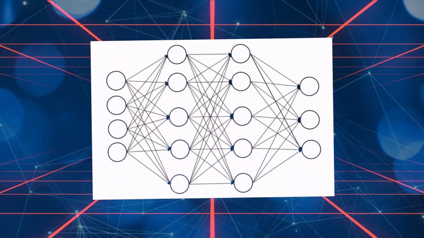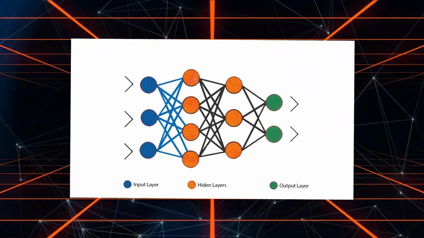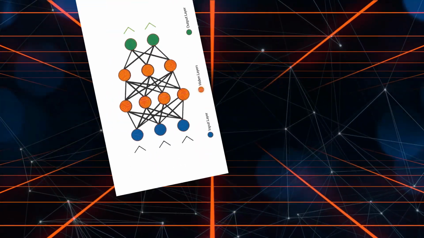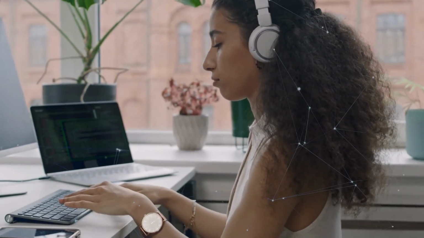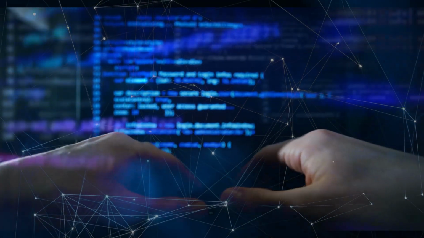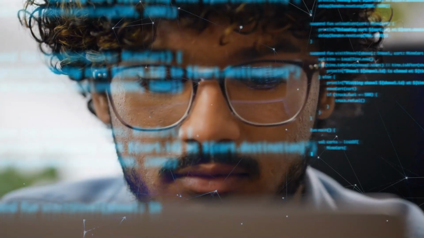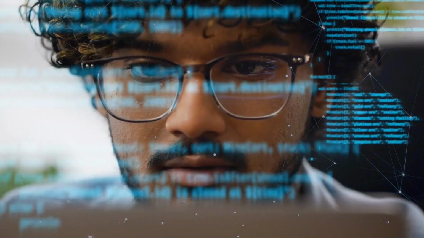Epochs and batches. Epoch: one complete pass through the entire training dataset. Batch: a subset of the training data. Training is often done in batches to improve computational efficiency. 4. Steps to build a neural network. Step 1. Data preparation. Collect data: gather and pre-process data relevant to the problem you're trying to solve. Normalize data: scale data to ensure it fits within a certain range, improving network performance.